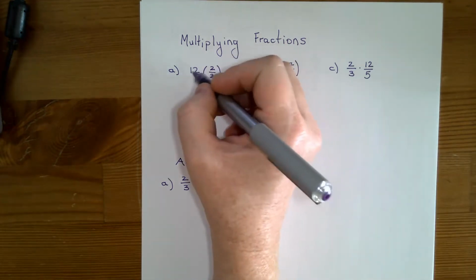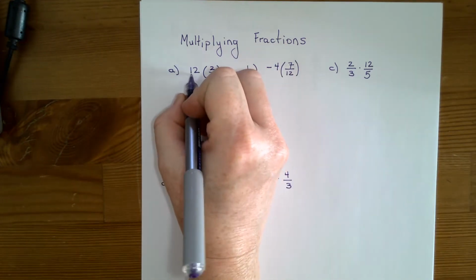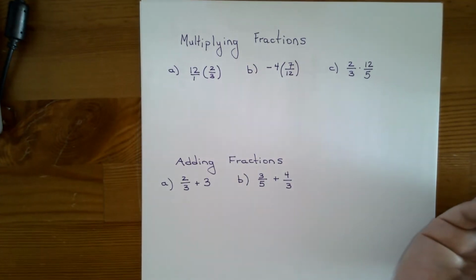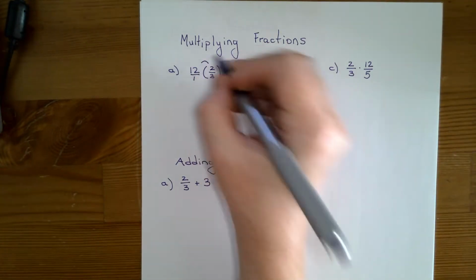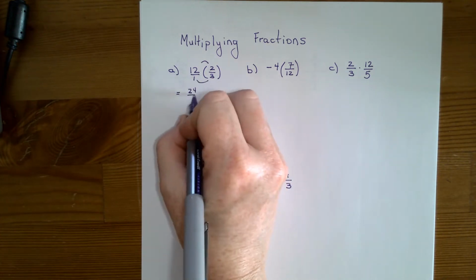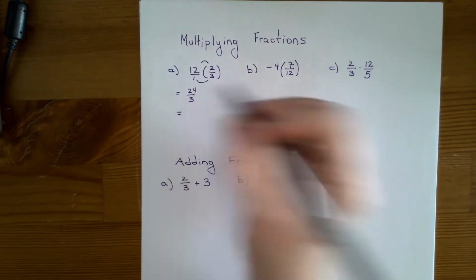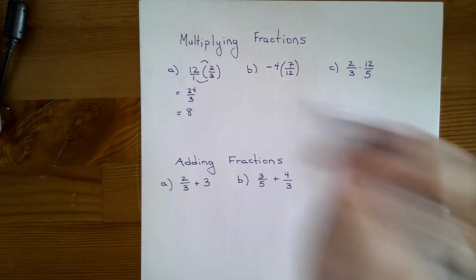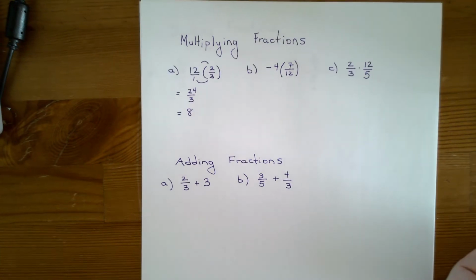So if we take a look at 12 times 2/3, that's like 12 times 1, right? 12 divided by 1 is just 12. So we've got our numerators and our denominators. So we can just multiply 12 times 2, which is 24, and 3 times 1, which is 3. And then we try and simplify it, and we know that 24 divided by 3 is just 8. So we have finished that one.